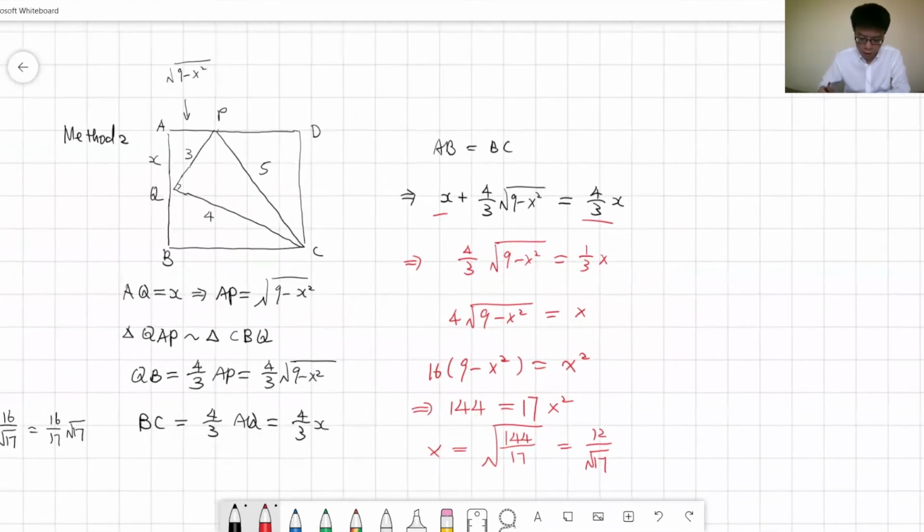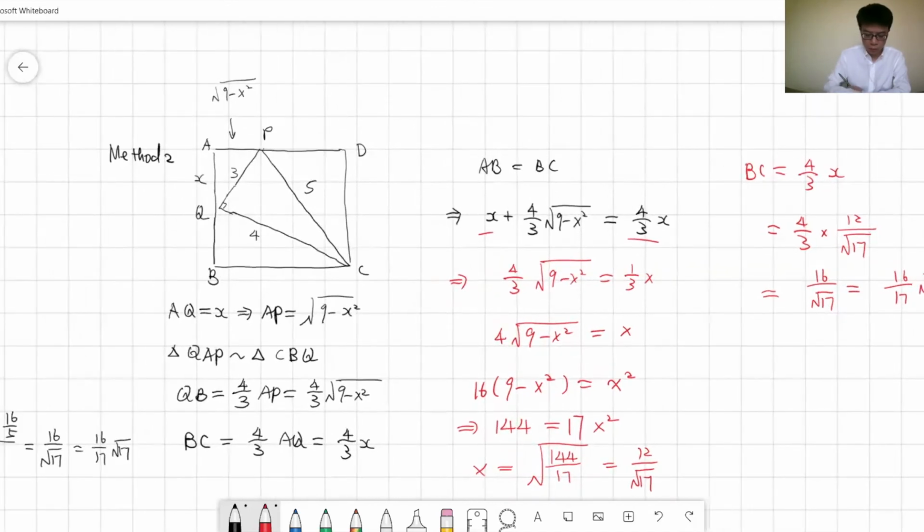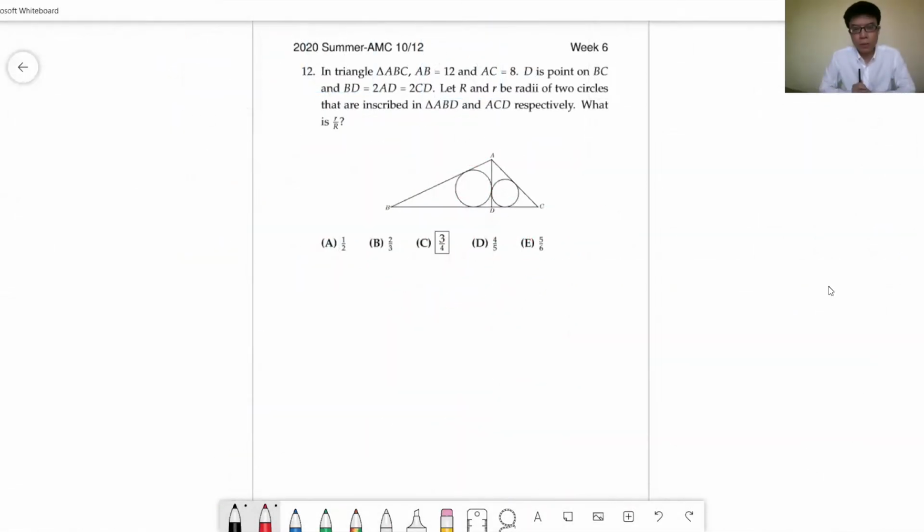And then we want to find the side length. So BC is the side length, which is 4 over 3x. So it's just 4 over 3 times 12 over root 17, which is 16 over root 17. So we'll get the same solution, 16 over 17 times root 17. Right, we get the same answer. That's the solution.